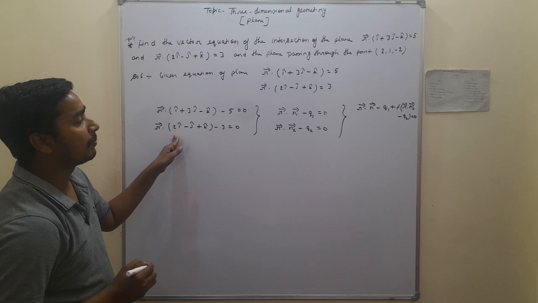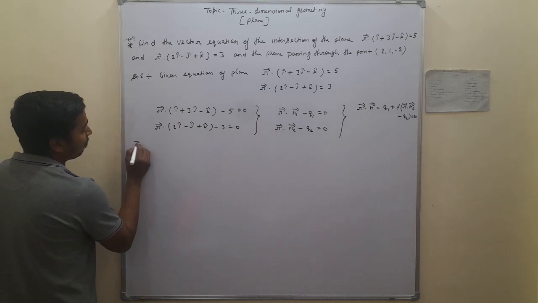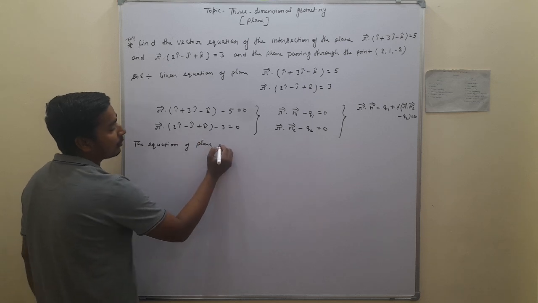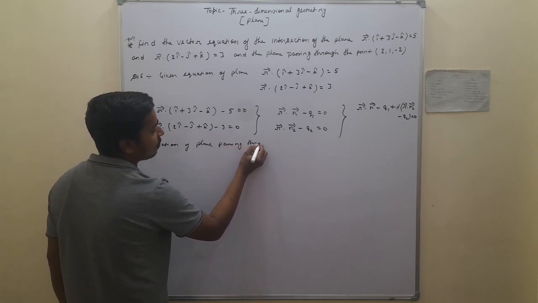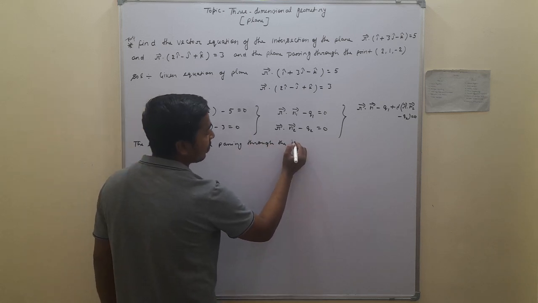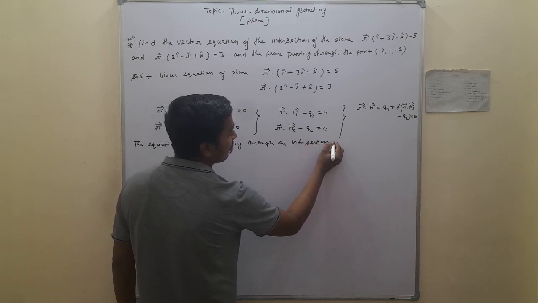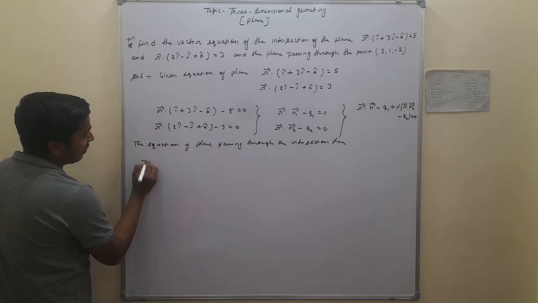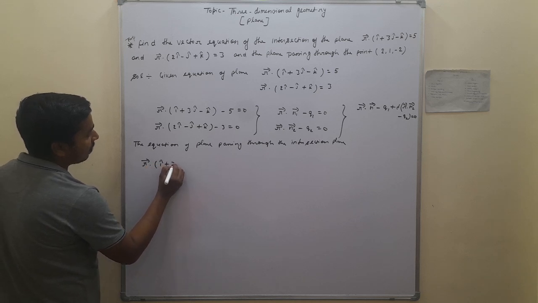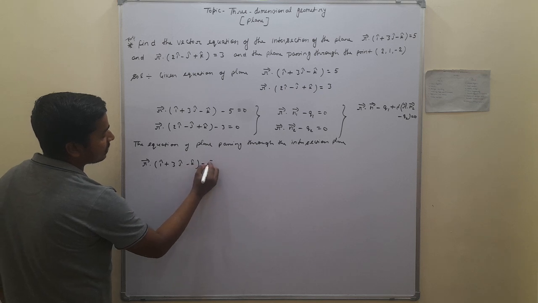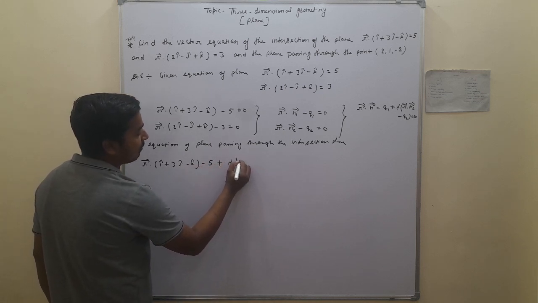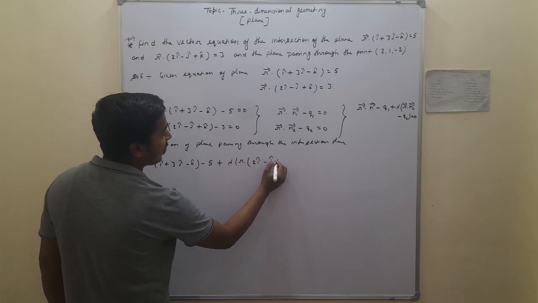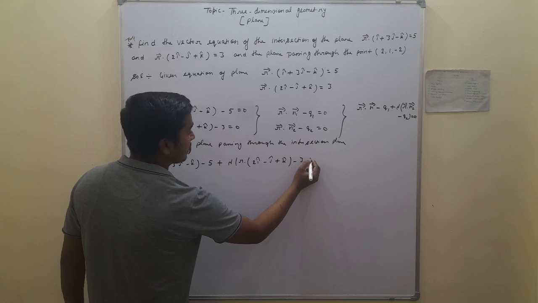We have to write the given equations of the planes in this form. So we have to write the equation of the plane passing through the intersection of planes. Here we write the given two planes in that form: (r vector dot (i cap plus 3j cap minus k cap) minus 5) plus lambda (r dot (2i cap minus j cap plus k cap) minus 3) equals 0.